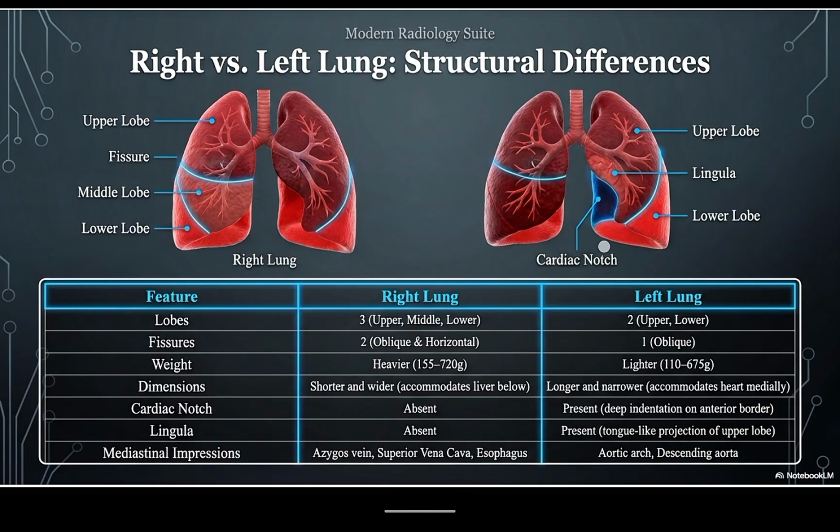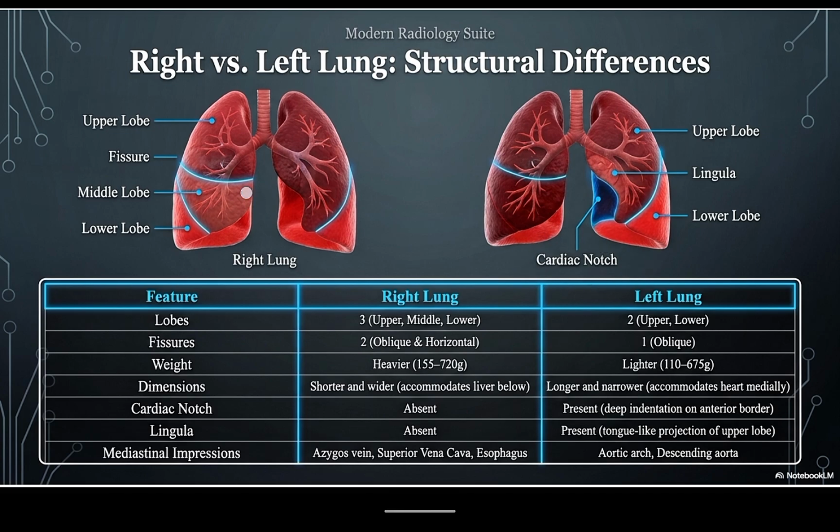So we have the cardiac notch. The cardiac notch is absent in the right lung but present in the left lung. So what is the cardiac notch? The cardiac notch is a deep indentation on the anterior border of the lung. So what are indentations on the anterior border of the lung? We're talking about impressions.